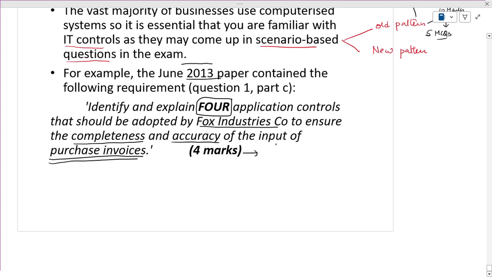Right now we don't have this. When we make the revision of the June 2013 paper, I will remind you of this.